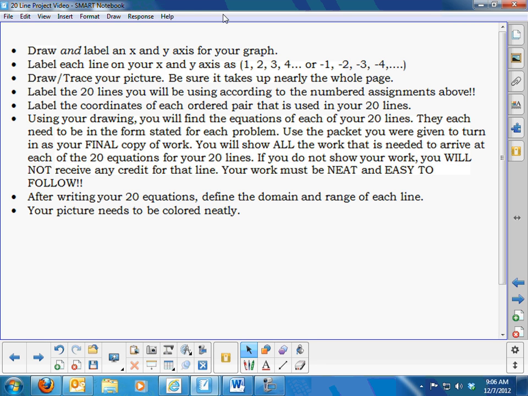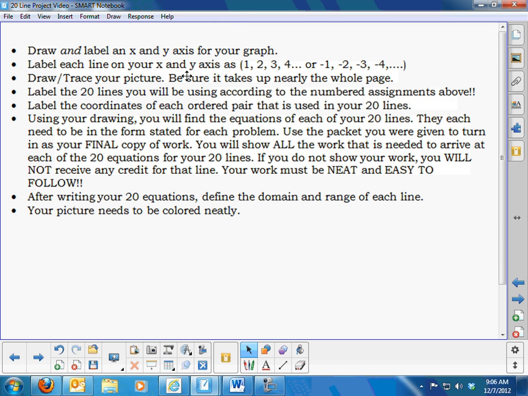You are going to then, once that is done, draw or trace your picture. Some of you that are really neat, love to draw, little artists in the group, can freehand your picture. Others of you may want to find a picture online, enlarge it, copy and paste it to a Microsoft Word document, enlarge it so that it takes up most of the entire page, and then print it and you'll be able to trace it.